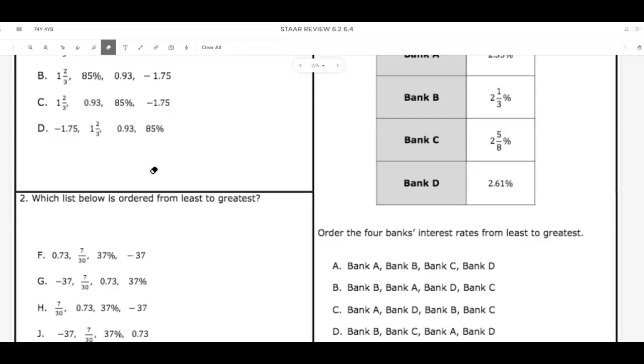Okay, can I read number 1? Which list below is one from greatest to least? That's the first one. Okay, so Jonah, get started. I'm gonna check with you. Start number 2 then.